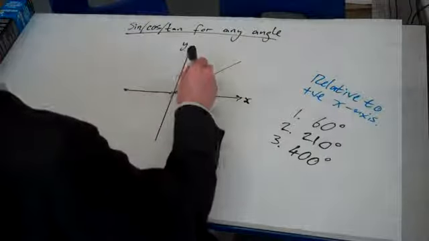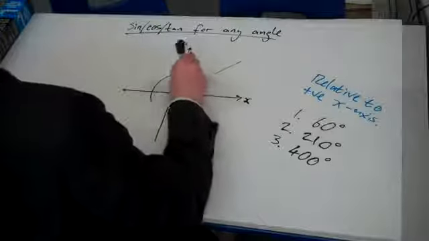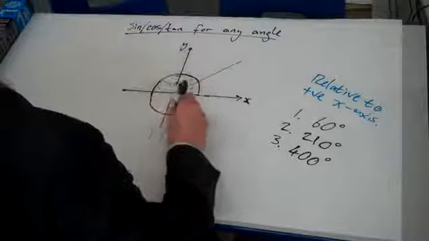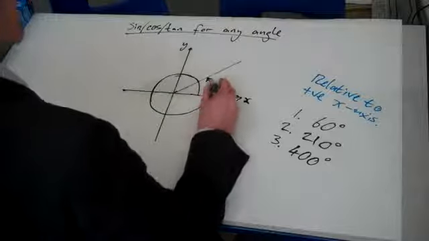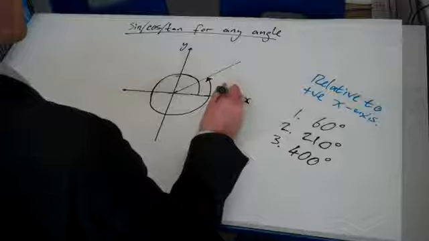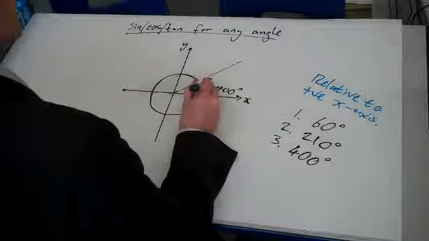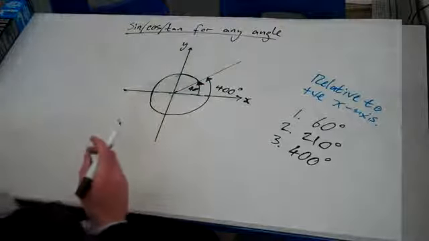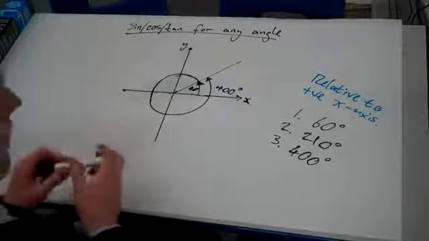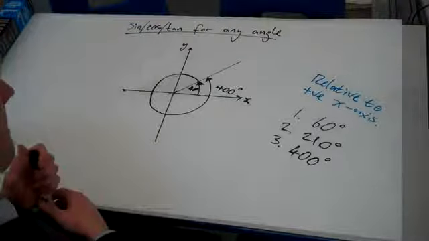So that's all the way around from the positive x-axis, all the way around and then back again to that line there, and that's 400 degrees. Which of course is exactly the same as if we'd have just gone 40 degrees. Okay, so we could represent an angle of 400 degrees on here simply by doing an angle of 40 degrees.